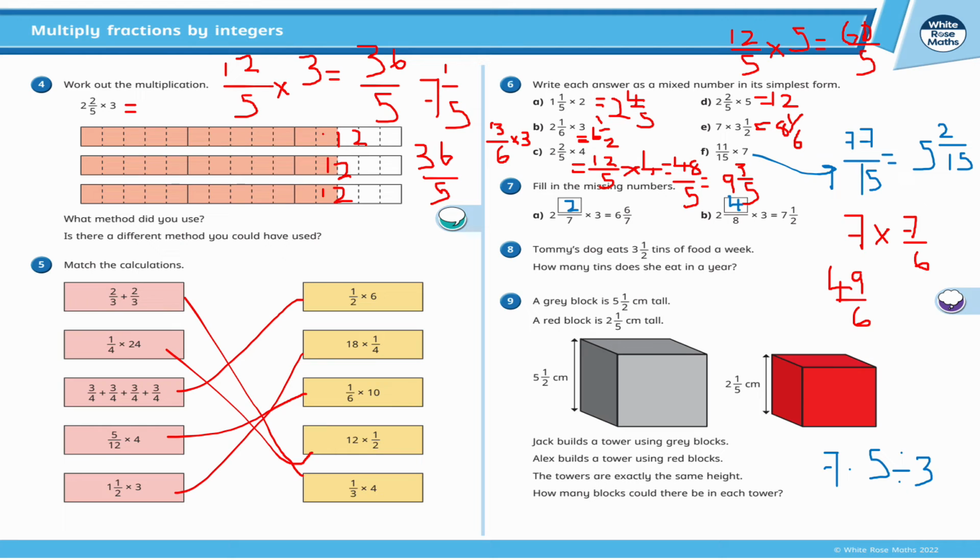Question number 8. Tommy's dog eats 3.5 tins of food a week. How many tins does he eat a year? So assuming that we have 365 days in a year, and a quarter actually, if I'm going to be picky, you'd multiply this by 365 and a quarter. Then you can work it out using your calculator, so let's just go ahead and work it out on our calculator to make the sum a bit easier for ourselves.